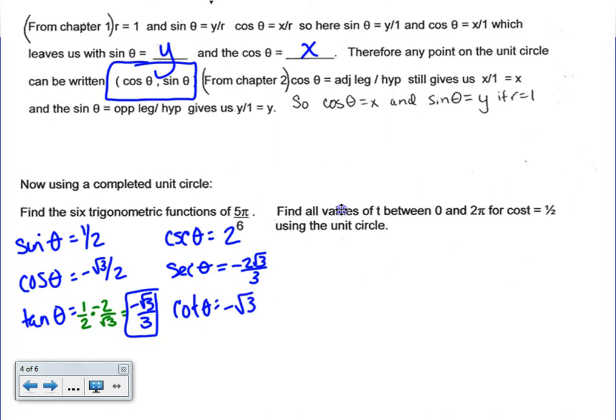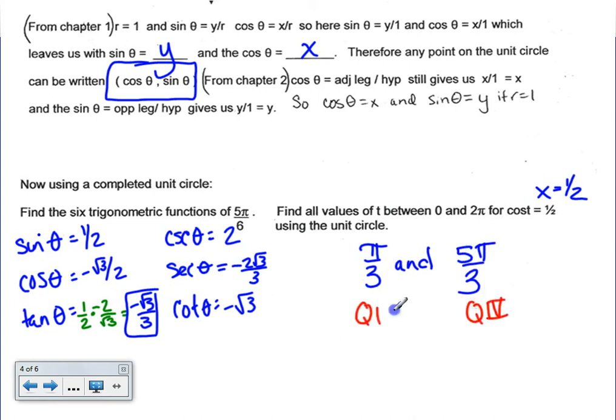The next part says, find all values between 0 and 2 pi, so just do one revolution of your circle, where the cosine of t is 1/2. So when I look at my unit circle, I'm looking for everybody who has an x value that is a positive 1/2. And you should find two places on the unit circle, and they want the radian measurements of them. I see pi over 3, and then the other one is 5 pi over 3. Notice, since we wanted a positive cosine, the first answer I gave you was in quadrant 1, and the second answer I gave you was in quadrant 4, which are the only two places where cosine is positive.